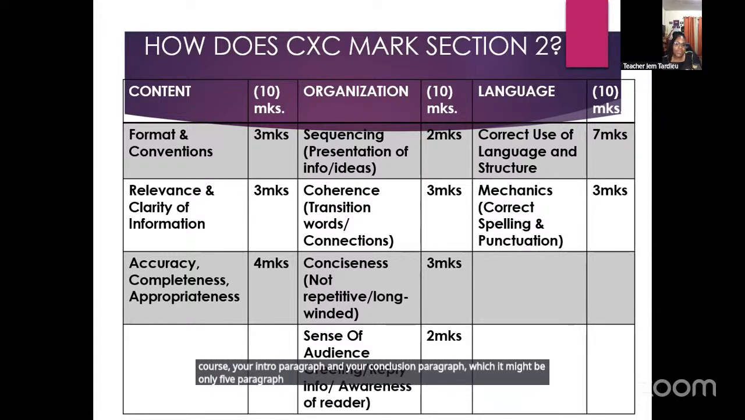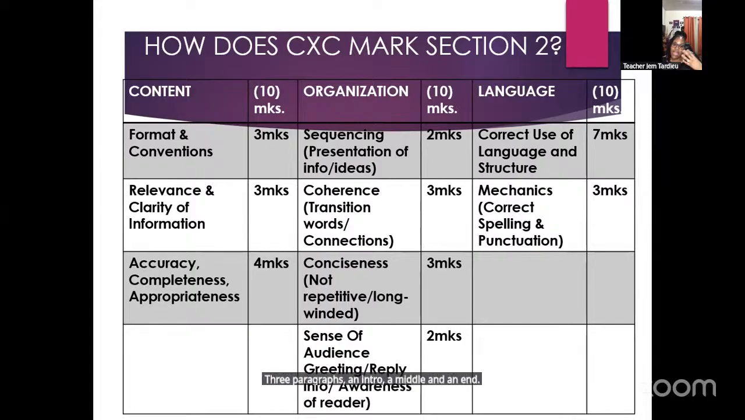Or you might only have... no, not 2 paragraphs, sorry. You may only have 3 paragraphs: an intro, a middle, and an end. Or you may have 4. But it just depends on the prompt. Do not put in extra information.